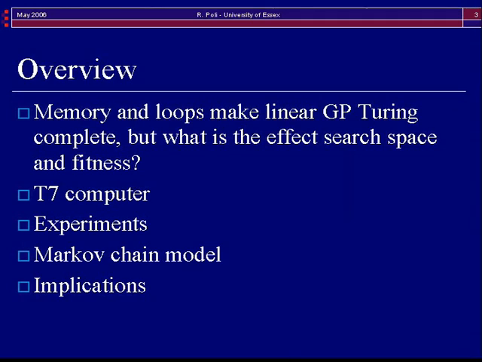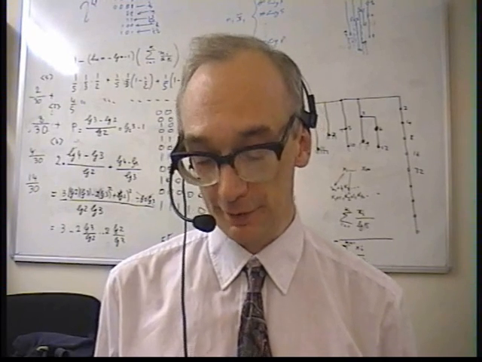Right, thank you, Riccardo. We'll start with an overview. So the idea is we have some results in Foundations of GP which look at linear GP systems, and we want to see if we can extend those to Turing-complete GP. In particular, we add memory and loops to a GP system and see what impact that has on the fitness landscape. We're going to define a very small, in some ways the minimal Turing-complete machine. I'm going to run some experiments on that machine trying to map out the fitness landscape. Riccardo will then come back and talk about the Markov chain model which explains those results, and then we'll conclude with the implications of this work.